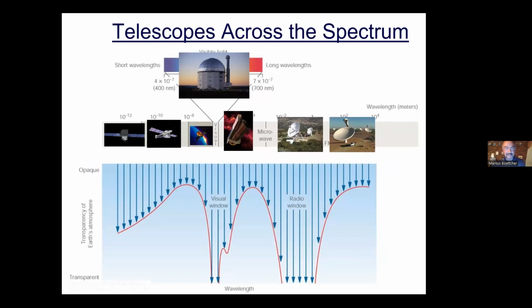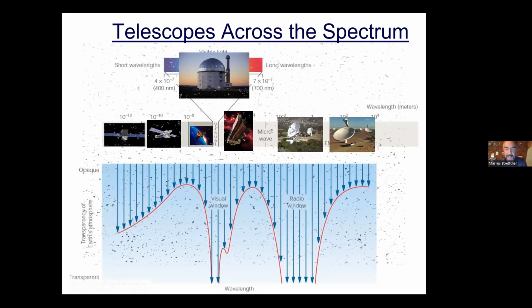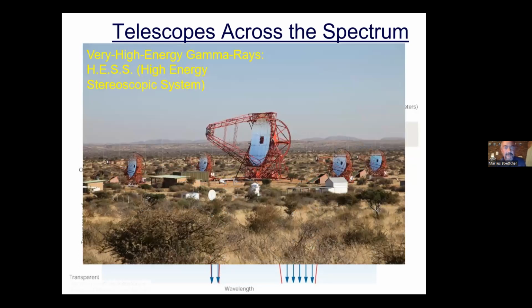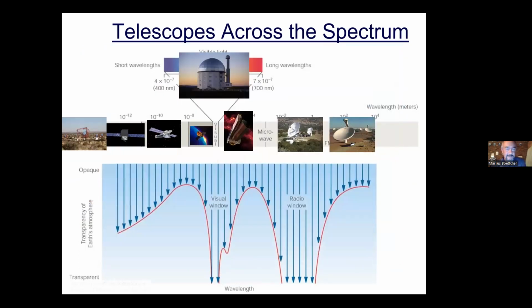And as I'll explain in a little bit, at even higher energies, 2 trillion times the energy of visible light, we can actually go back to the ground, and I'll explain how that works. Because the gamma rays still don't get through, but we can still observe from the ground at these extreme energies.